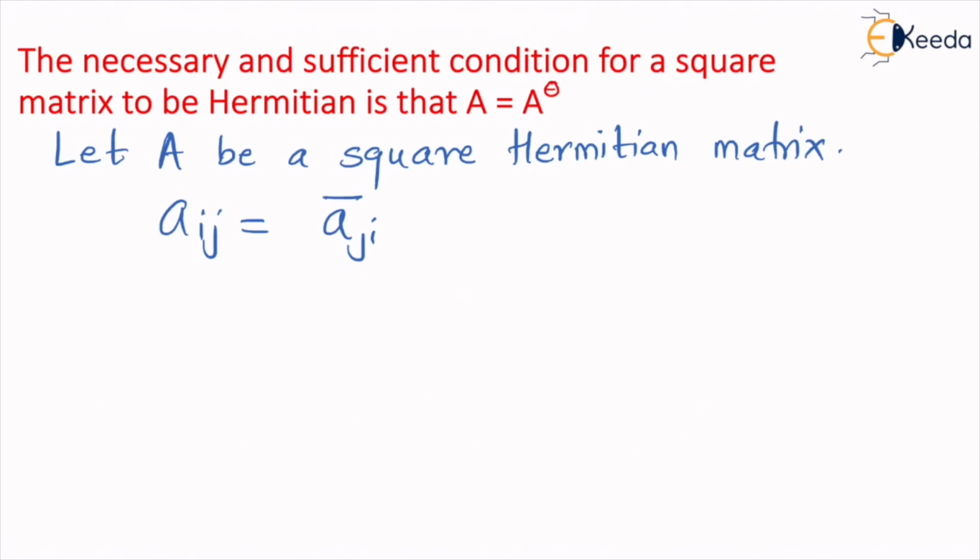Also guys, the A theta is nothing but the transposed conjugate. Normally we get the transposed conjugate after finding the transpose and then the conjugate. This is denoted by A theta. This A theta will be a square matrix because we have assumed that A is a square matrix.